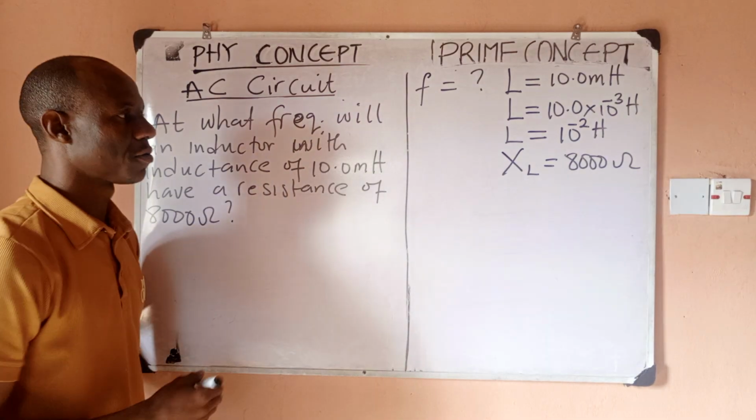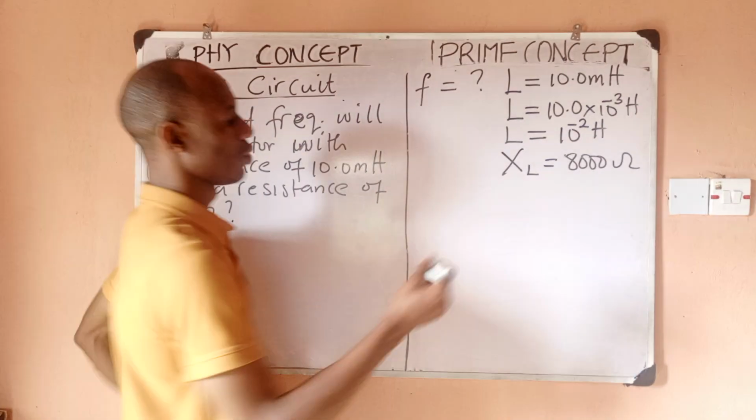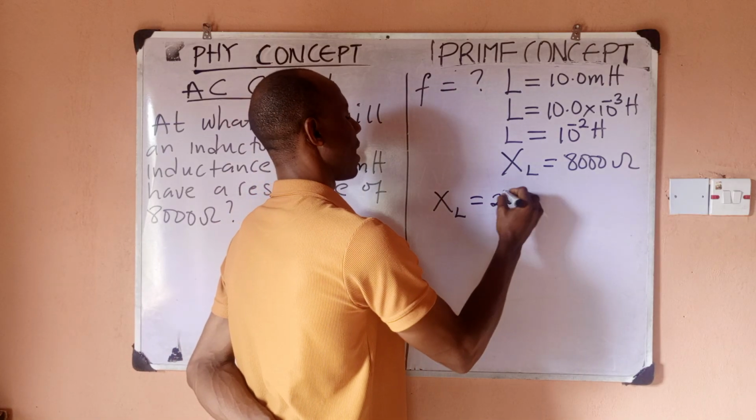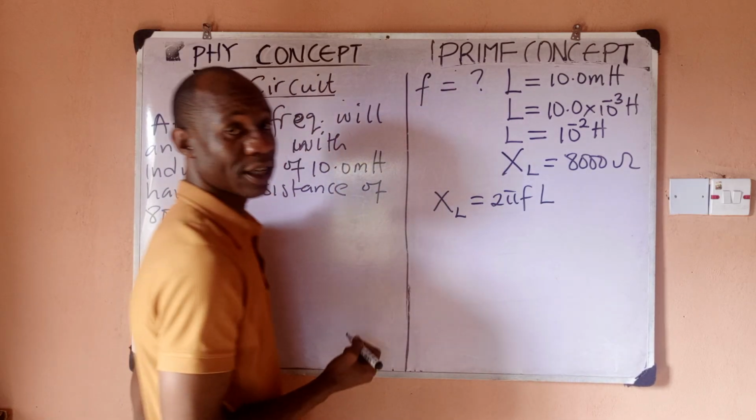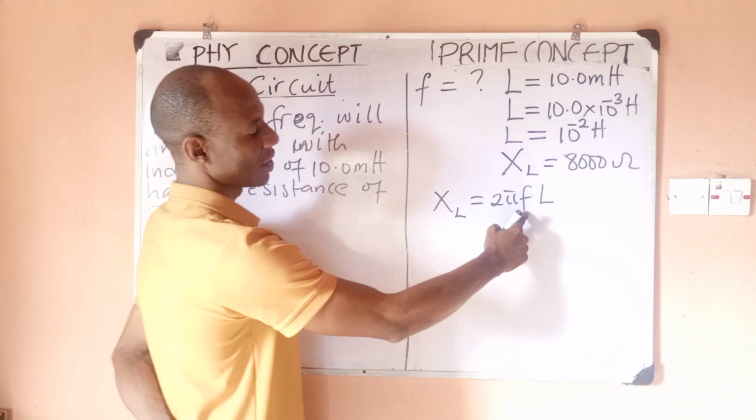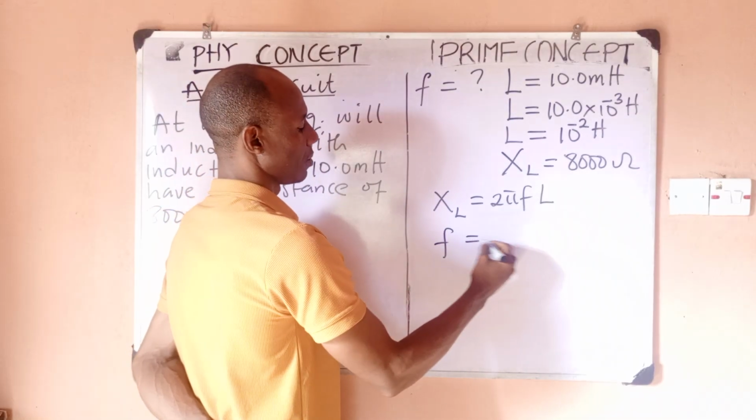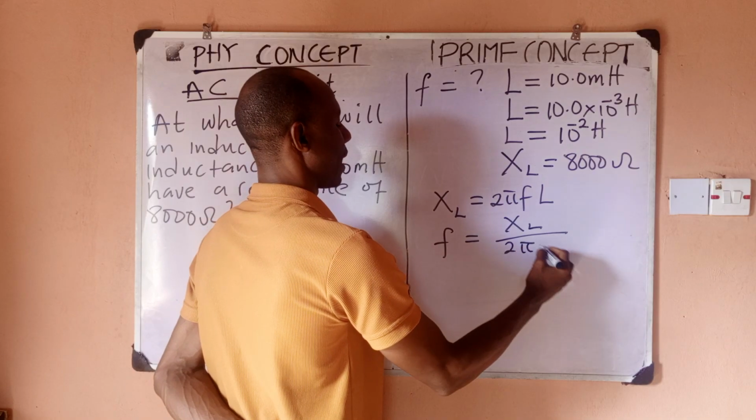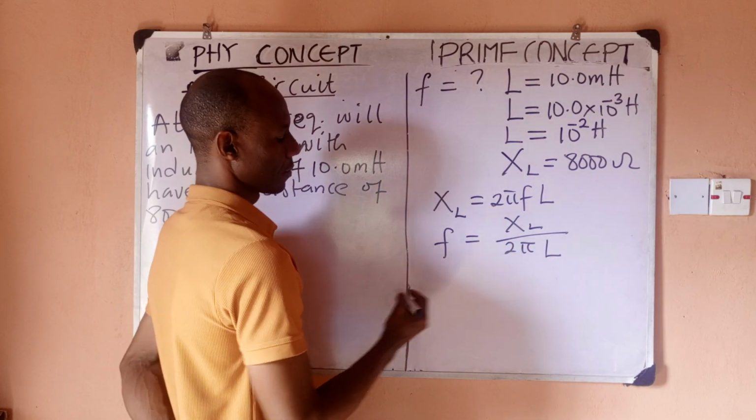So this time we want to find frequency. What is the relationship we know? We know that XL is equal to 2 pi fL. So I'm trying to get frequency, so I would make frequency the subject. So frequency becomes XL divided by 2 pi L. So this is what I have.